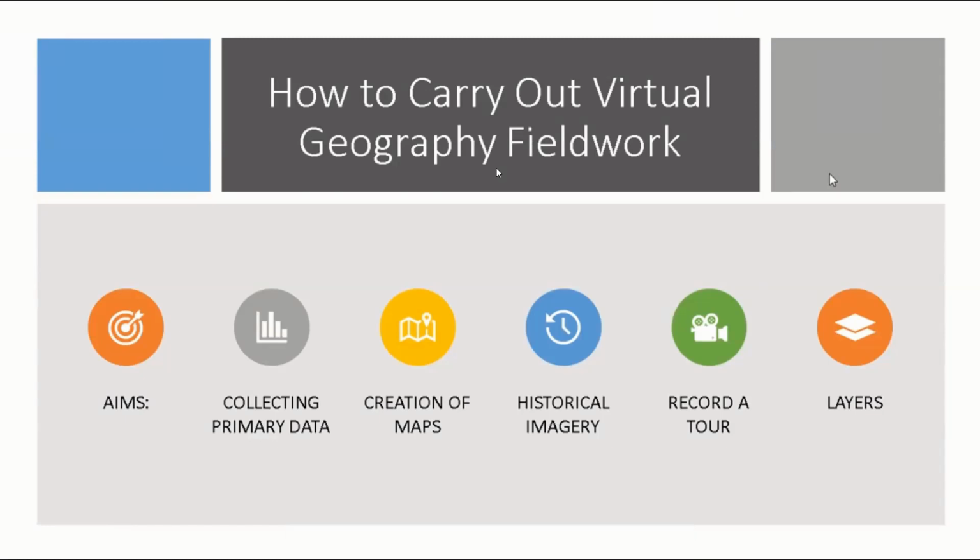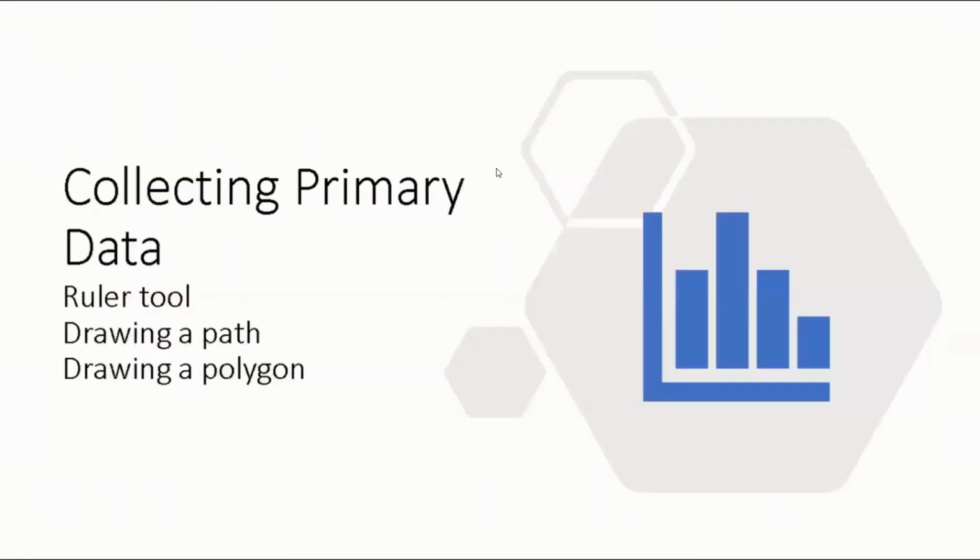We're going to look at the use of the historical imagery tool on Google Earth. We're going to look at how we can record a tour, and then finally look at the uses of layers within Google Earth. So the first skill we're going to have a look at is how we can actually collect primary data using Google Earth. I'm going to show you 3 different tools that you can use to effectively collect data with your students.